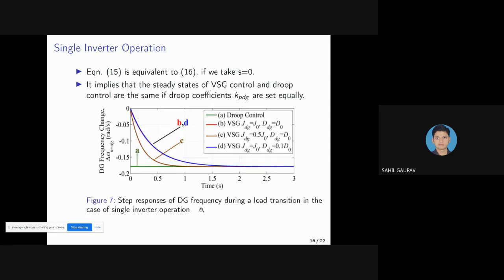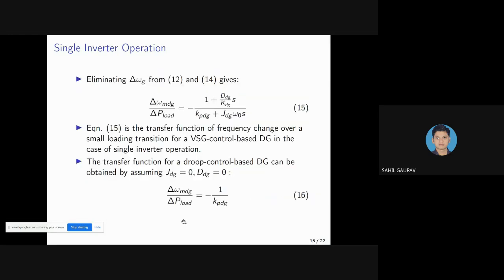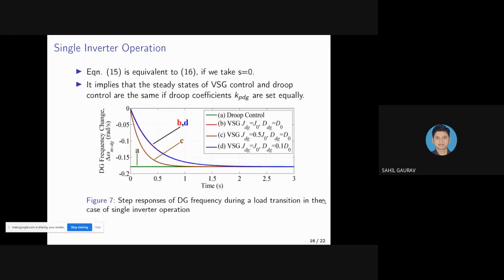The plot of this figure 7 comes from calculating a step response of the DG frequency change during a small transition, in the case of small signal operation, through equations 15 and 16. The parameters for the calculation are given in the book. From figure 7, we draw the following conclusions.